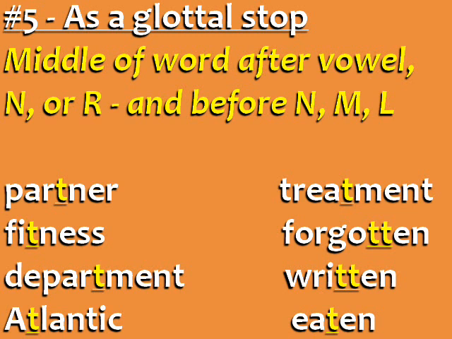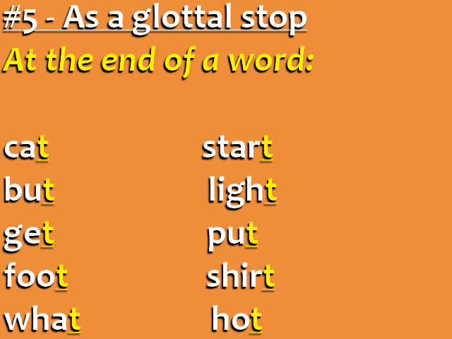Listen to the difference in the word partner, pronounced incorrectly with a normal T sound and correctly with the T as a glottal stop. Partner, partner. The letter T at the end of a word is also pronounced as a glottal stop.